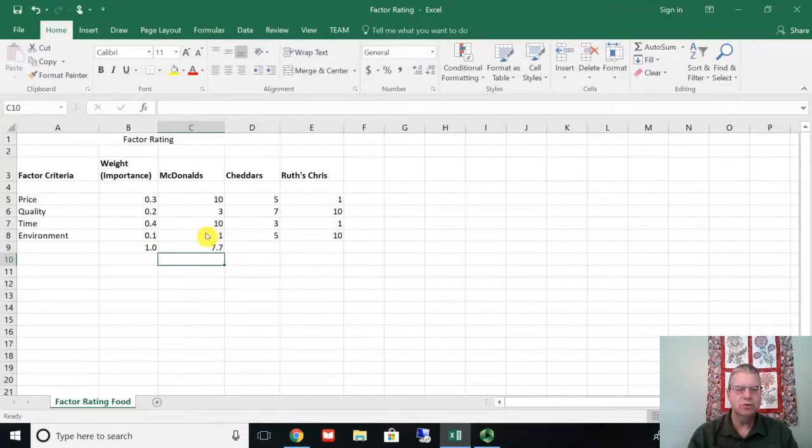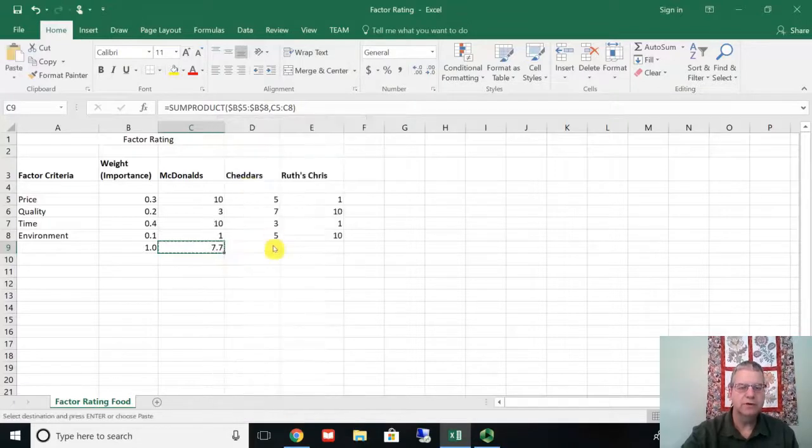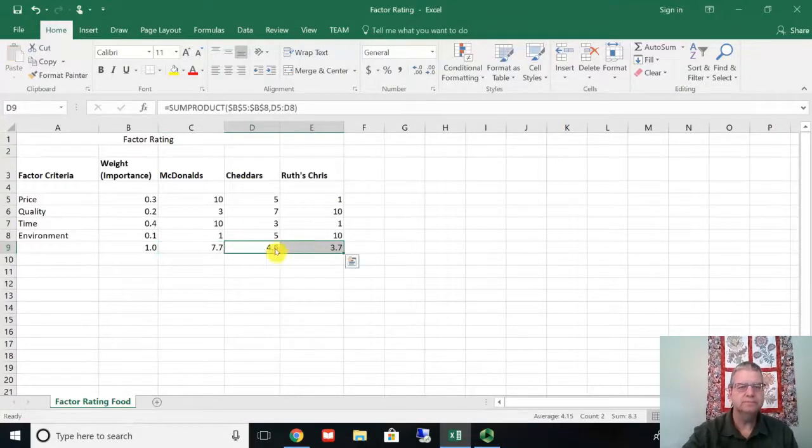And McDonald's has a score of 7.7. That in itself doesn't tell us anything. What we got to know is what is Cheddar's and Ruth Chris, and then we can make some comparisons. So since I put those absolute references in the B column, the weight column, they're going to stay there. And when I copy this over to Cheddar's, what will happen is the B will stay B, but the C will turn to D, so it'll pick up my Cheddar's number. So that looks like it's going to work properly. So I'm just going to copy that for Cheddar's and Ruth Chris.